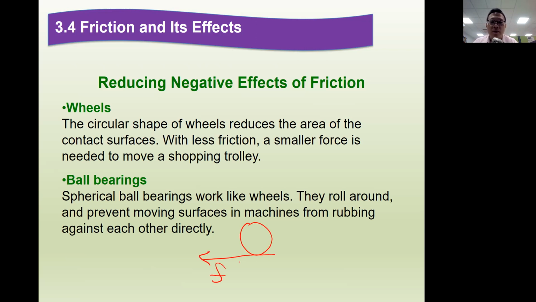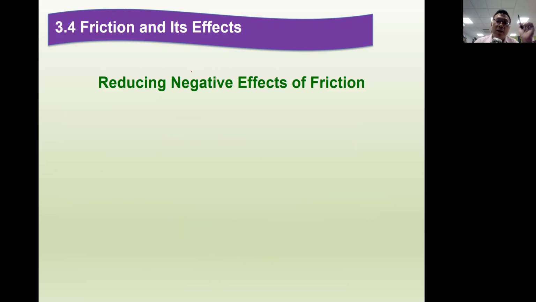And because it's backwards, it's being dragged, the friction actually causes heat to take place, and it causes wear and tear to the surfaces. As a result, this is what we call wear and tear in wheels. You see wear and tear in wheels, you see wear and tear in ball bearings. So this is one of the common effects that you see in friction, negative effects.